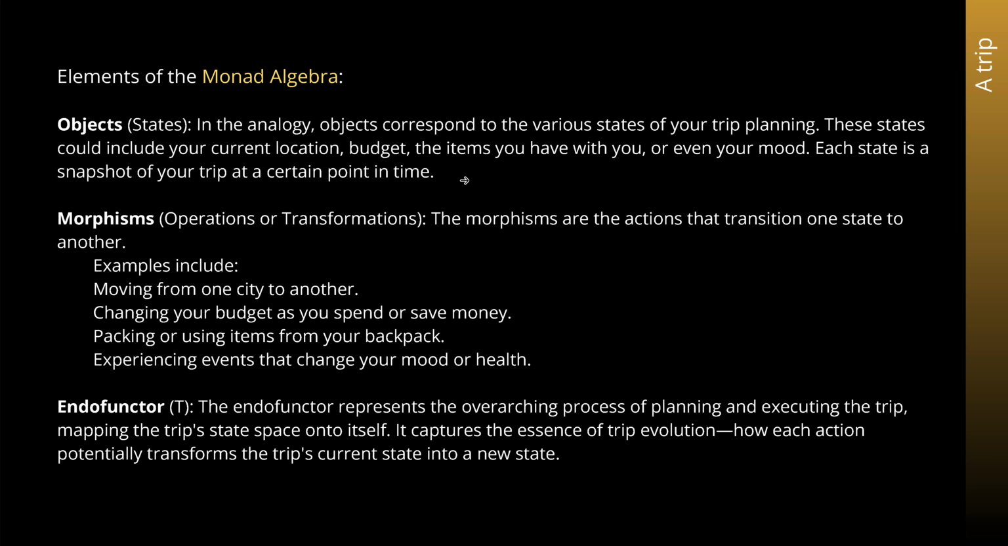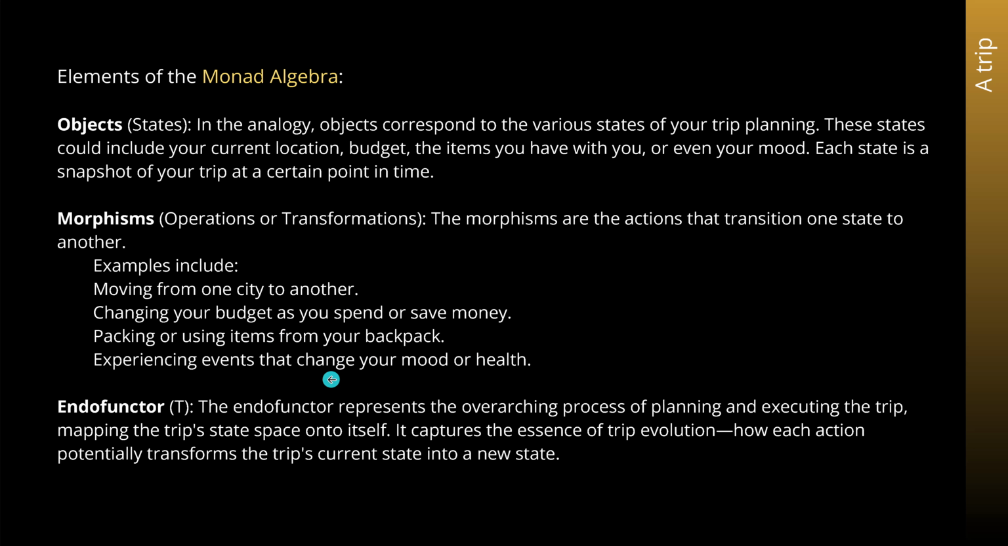Now, morphisms are the actions that transition one state to another. We want to have a continuous set of states. So you can move from one city to another, you can change your budget as you spend or save money, you pack or use items from your backpack. You understand what a morphism is.